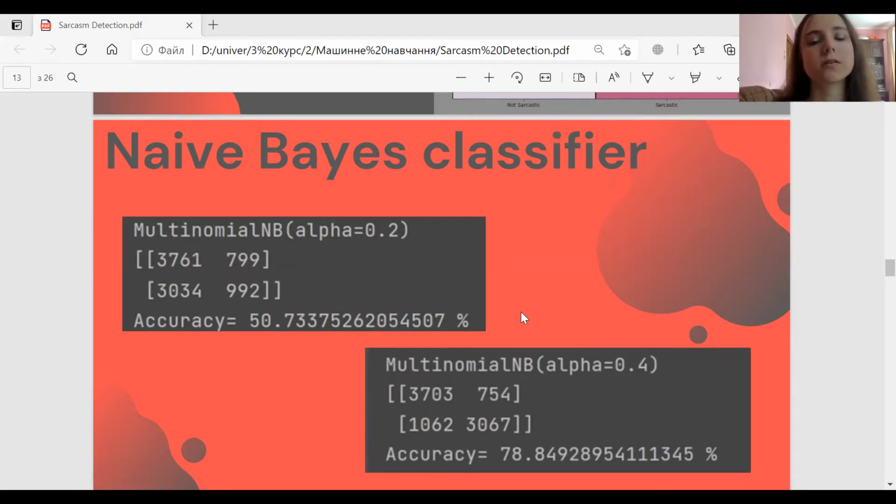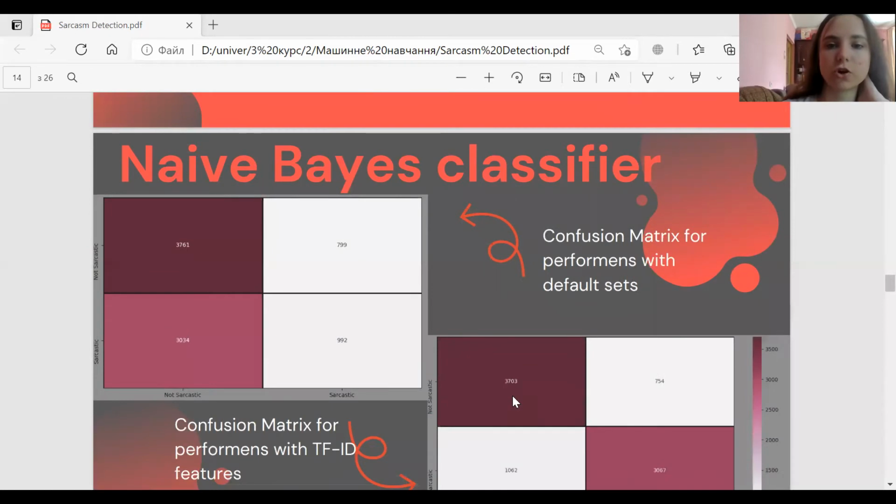The naive Bayes classifier is commonly used to classify polarity, positive and negative, here indicating whether the headline is sarcastic or not sarcastic. And again, the result with the simple tokenizer is bad, about 50%. But the classifier with a bigger additive smoothing parameter alpha, not 0.2 but 0.4, and TF-IDF features shows better accuracy, about 79%.